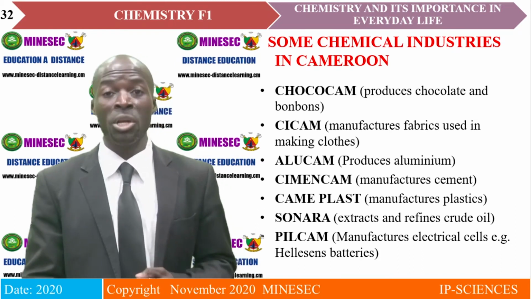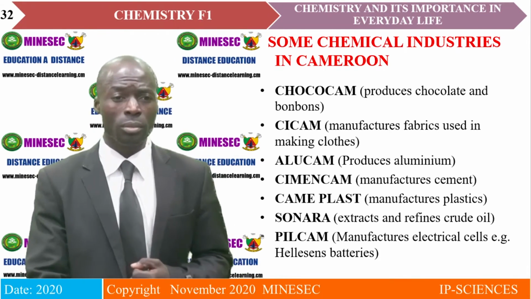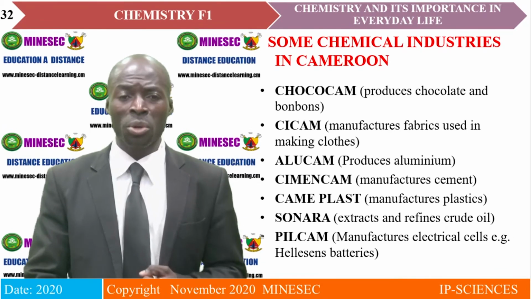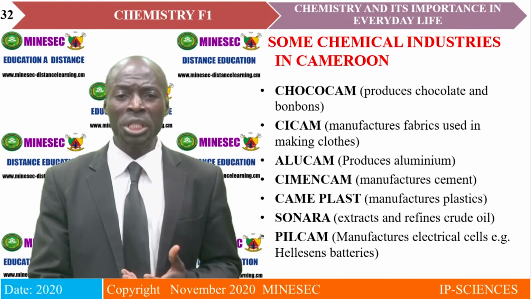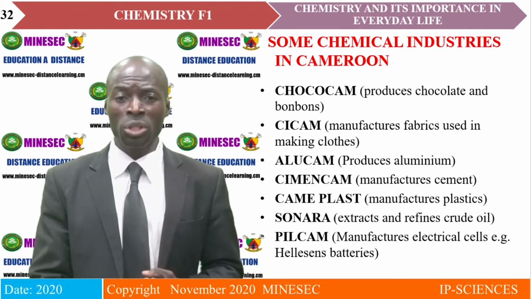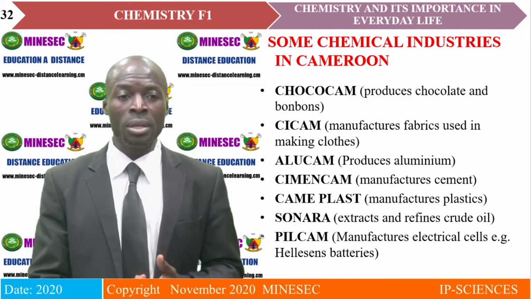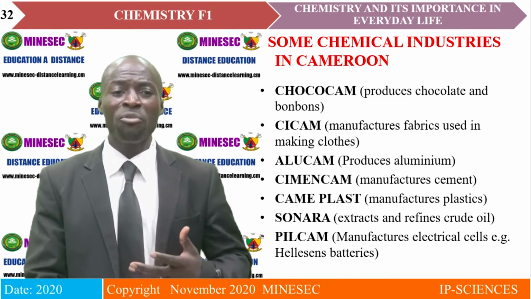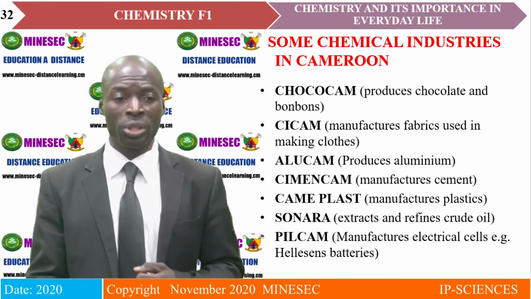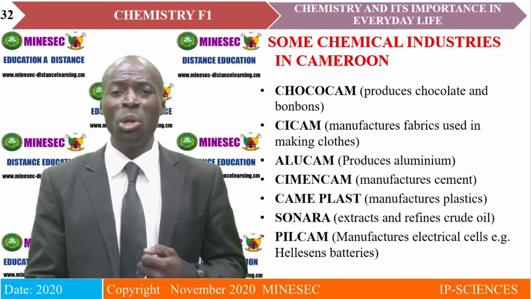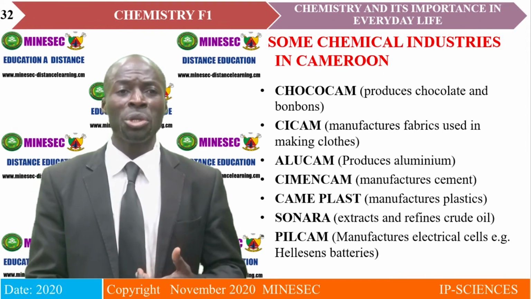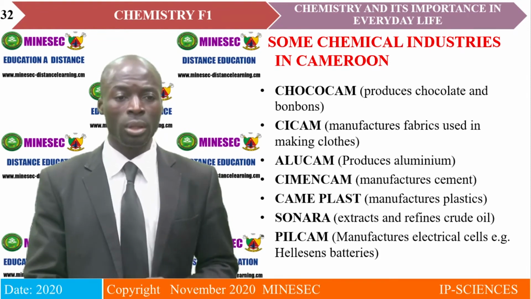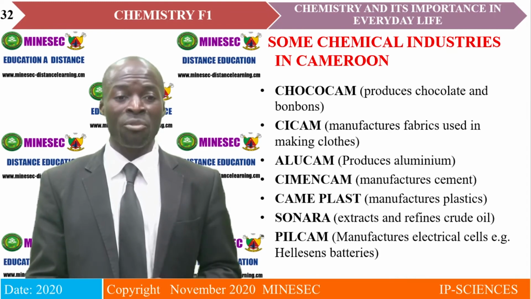Some chemical industries in Cameroon. There are many chemical industries in Cameroon. Some examples include Chococam, that produces chocolate, bonbons, and sweets, which our children and you learners love so much. We have Sikam, that manufactures fabrics used in making clothes. Alukam, that produces aluminium, which is used in the production of roofing sheets, cooking utensils such as pots and cooking spoons, and many other materials that are formed from aluminium.